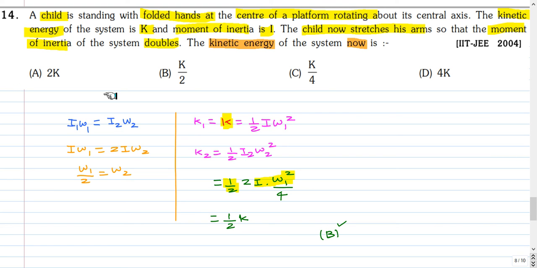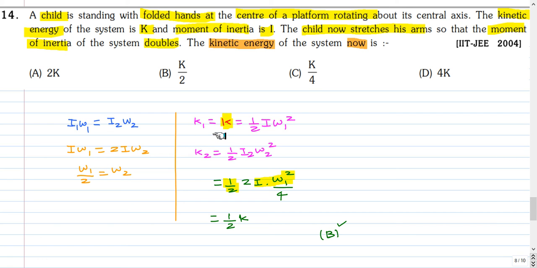There is no external torque acting on the system, so the angular momentum will be conserved. So I1 omega 1 equals I2 omega 2. The initial moment of inertia is I, and once the child stretches his arms, the moment of inertia doubles, as given. So it is 2I. From this you get omega 2 is half of omega 1.